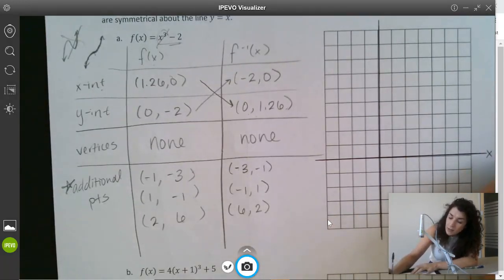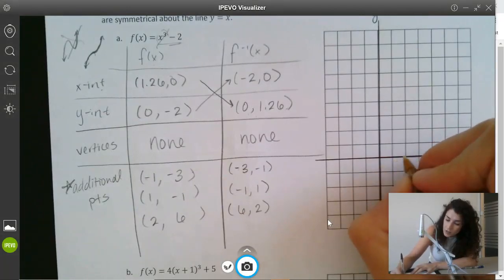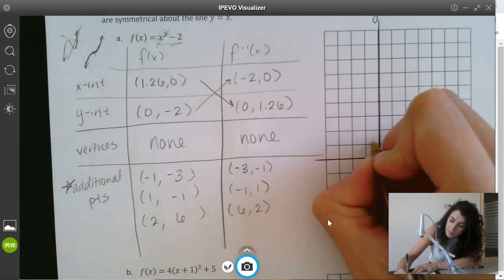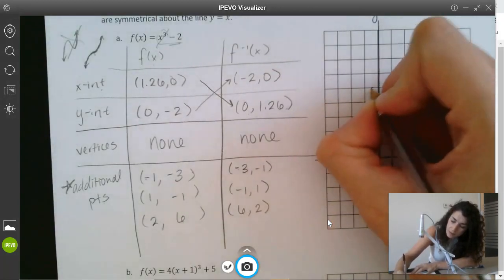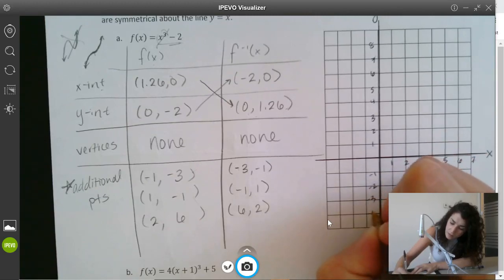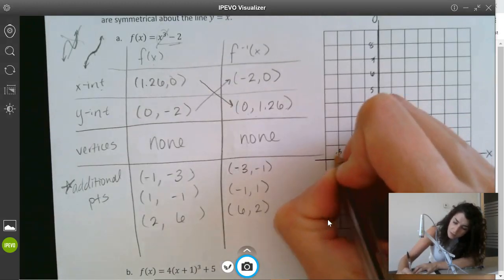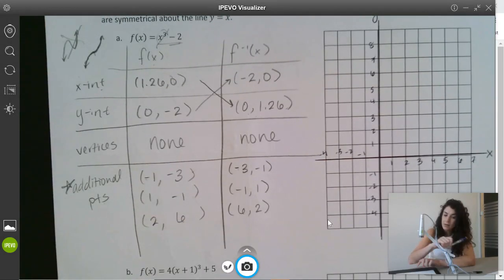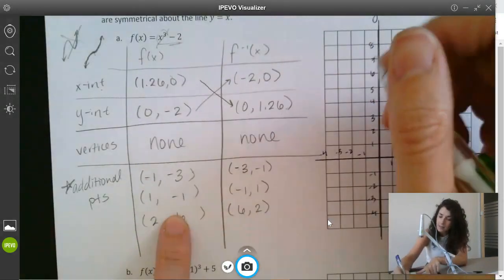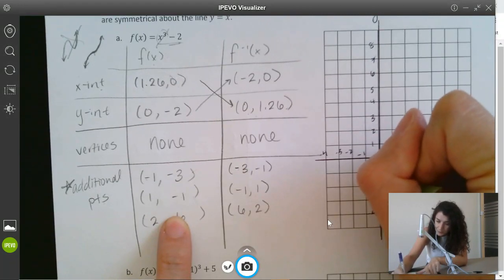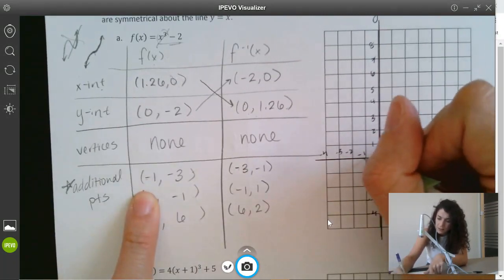Go ahead and label X and Y. I'm also going to number it off: 1, 2, 3, 4, 5, 6, 7. Cool. Then I go in and do my original points for f of x. 1.26, which will be here, 0, and then 0, -2. Some of my additional points.